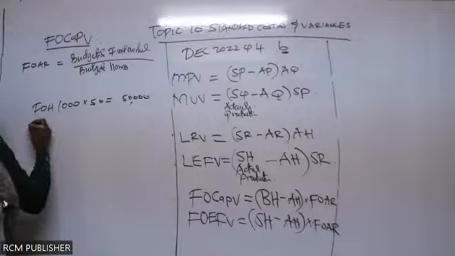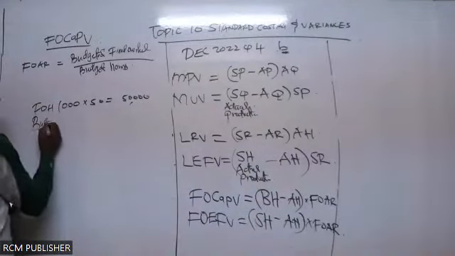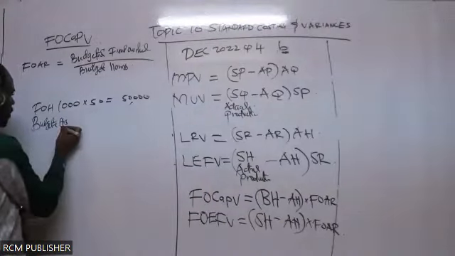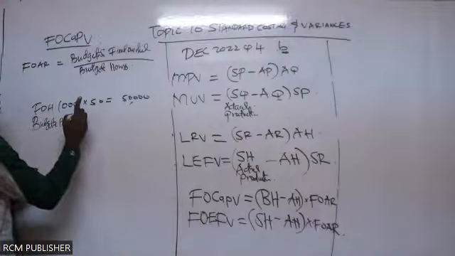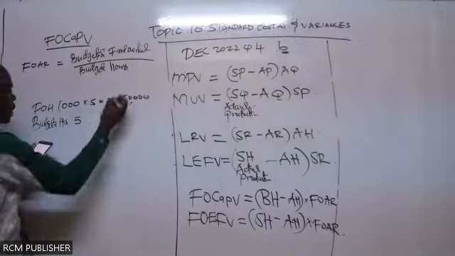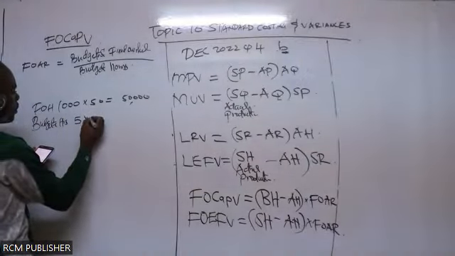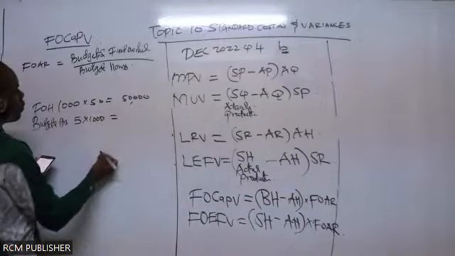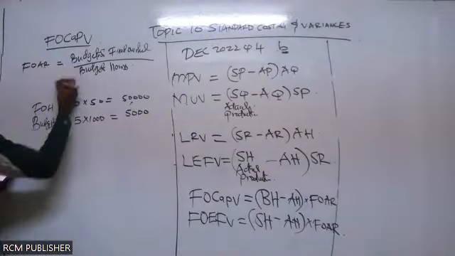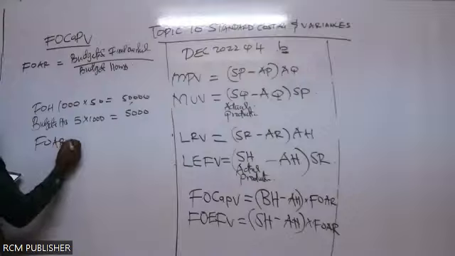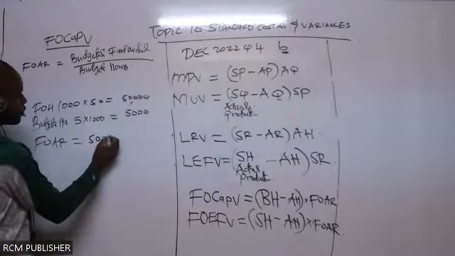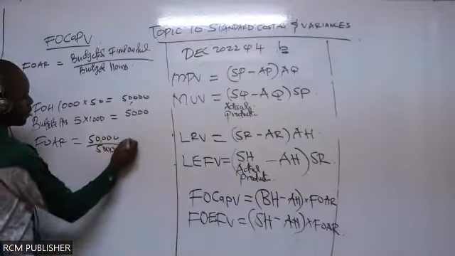Then activity level, so budgeted hours. Our budgeted hours is hours per unit, which we have seen is 5 hours per unit of tea, but then they are intending to produce how many units? To give us 5,000. Now, if we follow our formula here, the fixed overhead absorption rate is 50,000 divided by 5,000, which is going to give us 10.